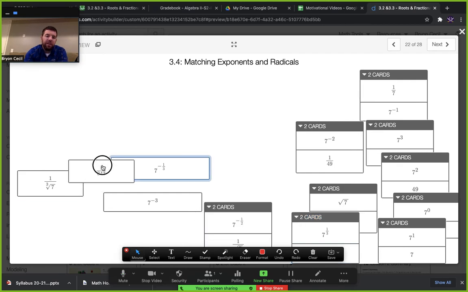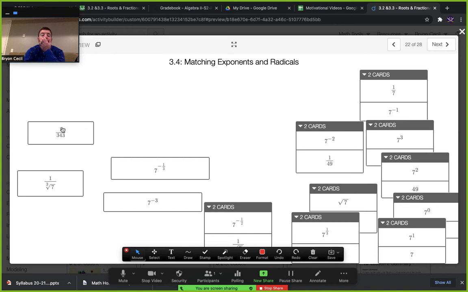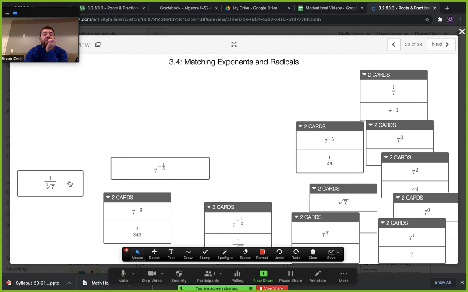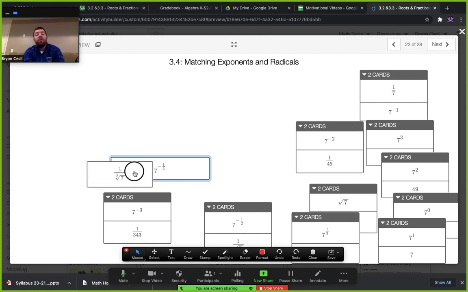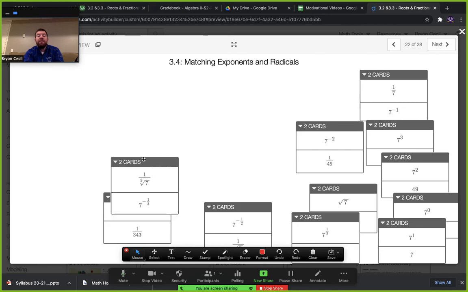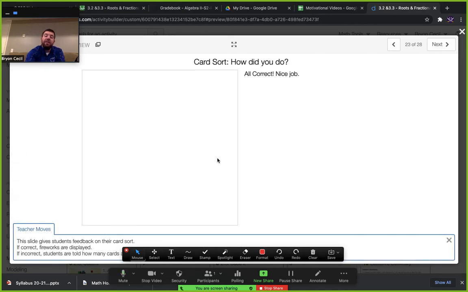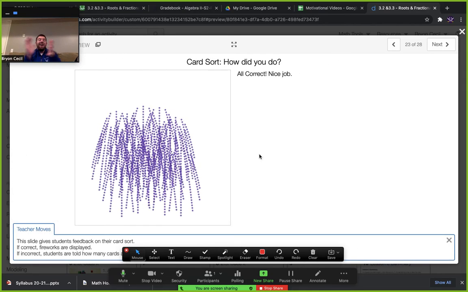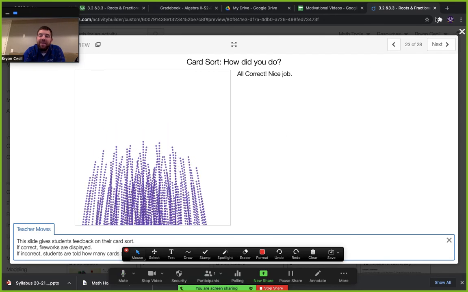Let's see. Now we have these left. Negative goes in the bottom. We know that 7 cubed is 343. And we also know that negative 1/3 is 1 over the cube root of 7. Hey, nice job. We did it. Good job.